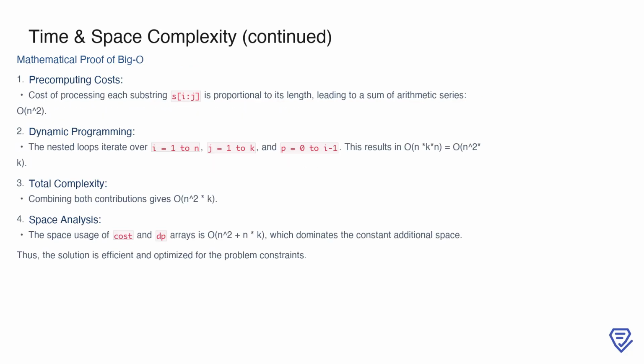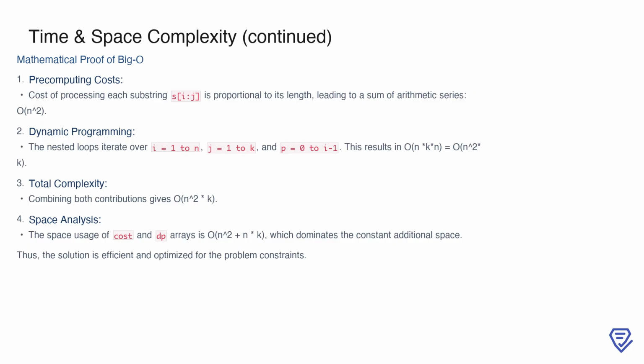Finally, let's validate the mathematical reasoning behind the big O analysis. For pre-computing the costs, the total time is proportional to the sum of the lengths of all substrings, which simplifies to O(n squared). The dynamic programming step involves three nested loops over i, j, and p, resulting in O(n*k*n), or O(n squared * k).